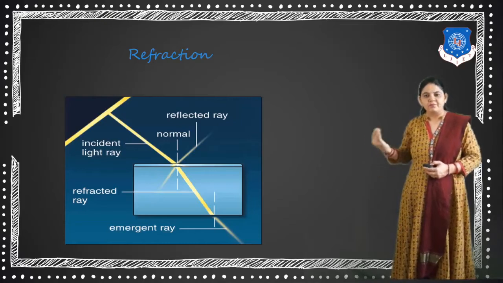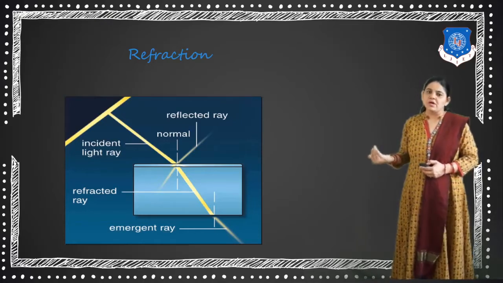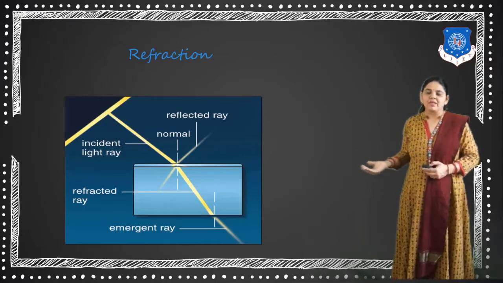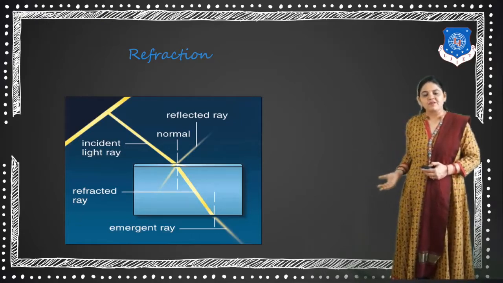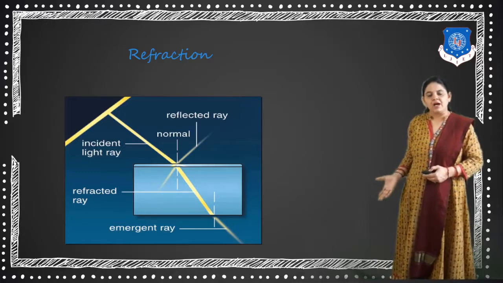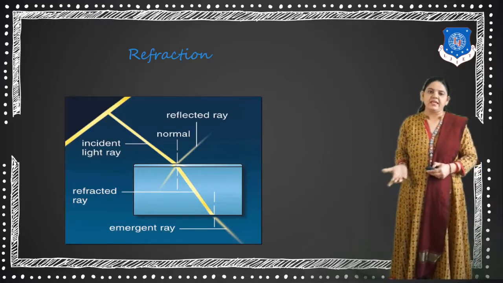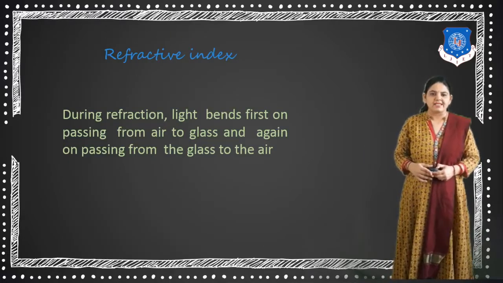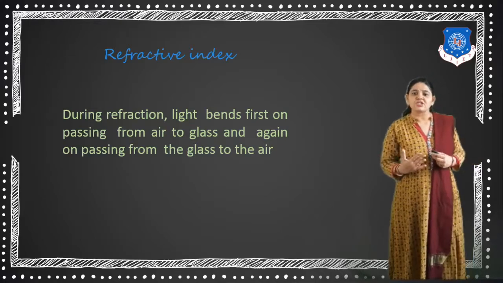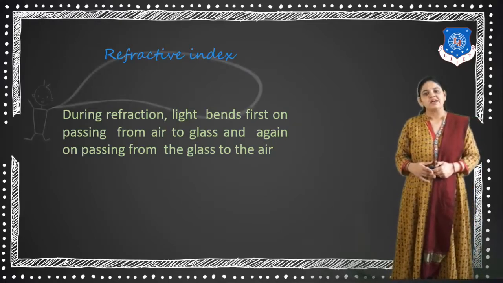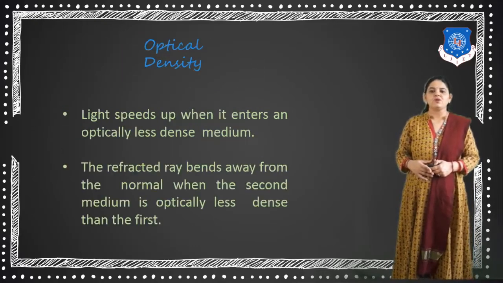Now when it passes from the air medium to the water medium, you can see the refracted ray. Likewise, when it passes from the glass medium to the air medium, again the refracted ray goes away from as well as towards the normal axis. So during refraction, the light bends on passing from air to glass and glass to air.